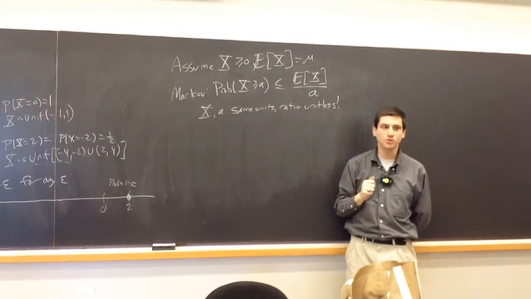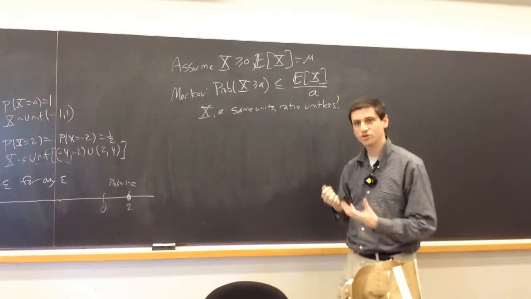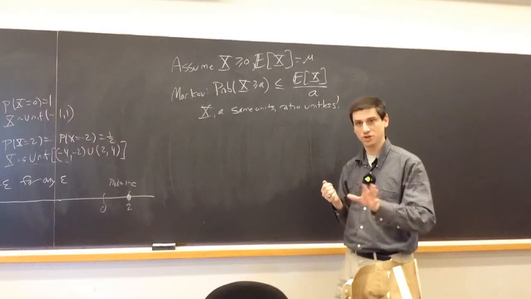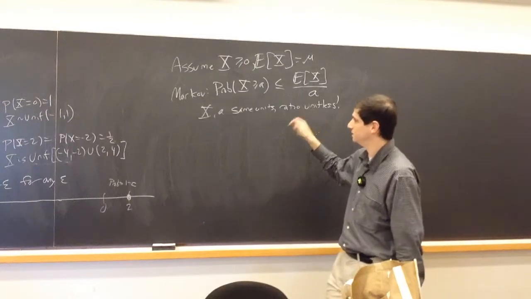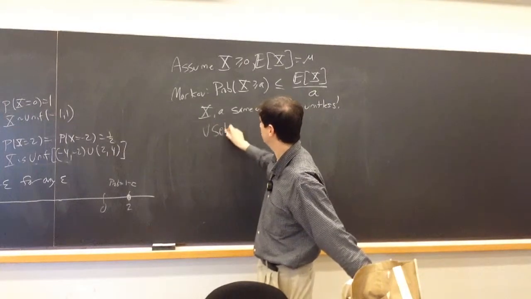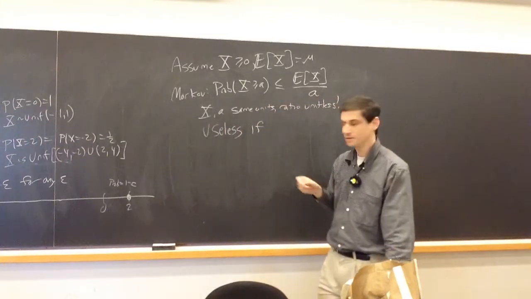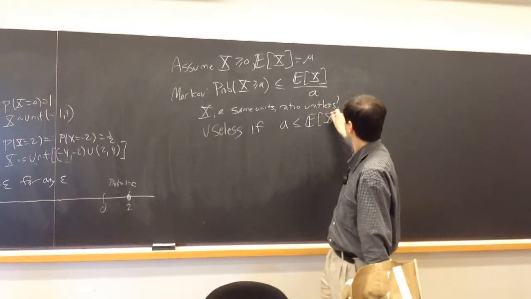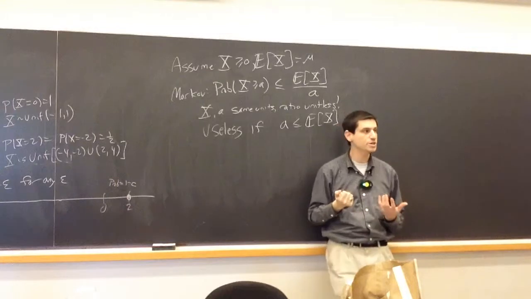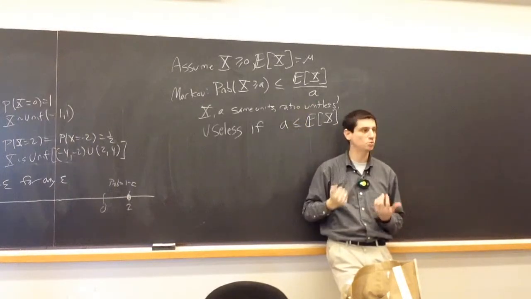When is this inequality useless? Okay, a little bit more generally than a equals 0. That works, but it's undefined if a is 0, so it's useless. But you can do a little bit better than a equals 0. Useless if a is less than or equal to the mean. If a is less than or equal to the expected value of x, this is giving you no information, saying the probability is at most 1.